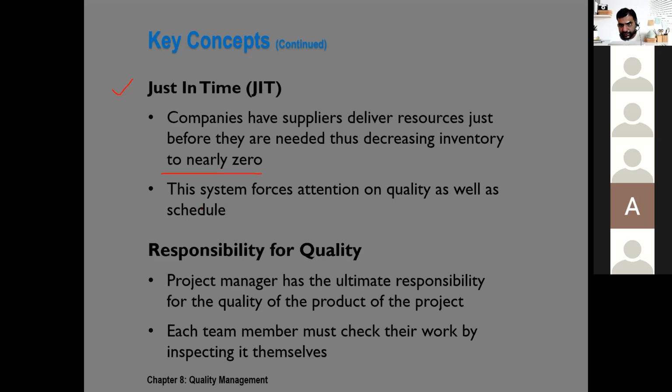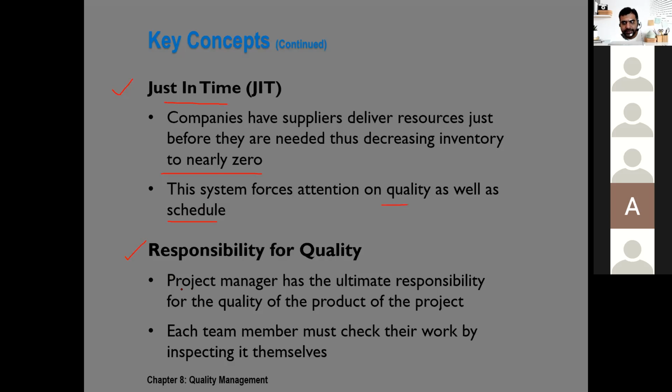It requires a lot of resources. So now everybody is preferring that instead of keeping big warehouses in the backyards, it's better that the suppliers should deliver only when it is required. But when we are doing JIT, we also need to think about quality and we also need to think about schedule. Next.